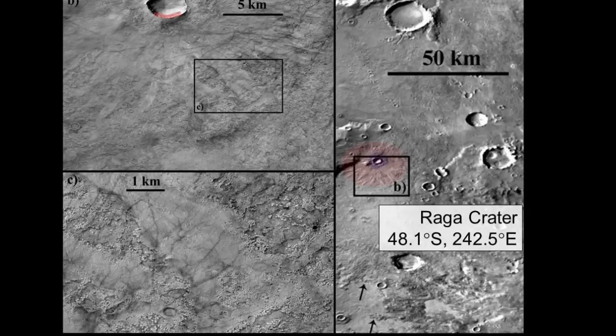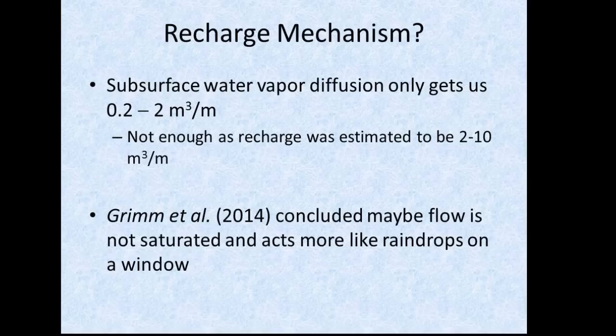There's a lot of ice just sitting there, and somehow it's flowing, probably in the subsurface, and being captured over here, possibly being cold trapped by the bedrock, and then melted when the temperatures change and it starts getting a lot warmer. That was our idea. The problem is that the subsurface vapor diffusion really only gets us this amount of water, so 0.2 to 2 cubic meters per meter.